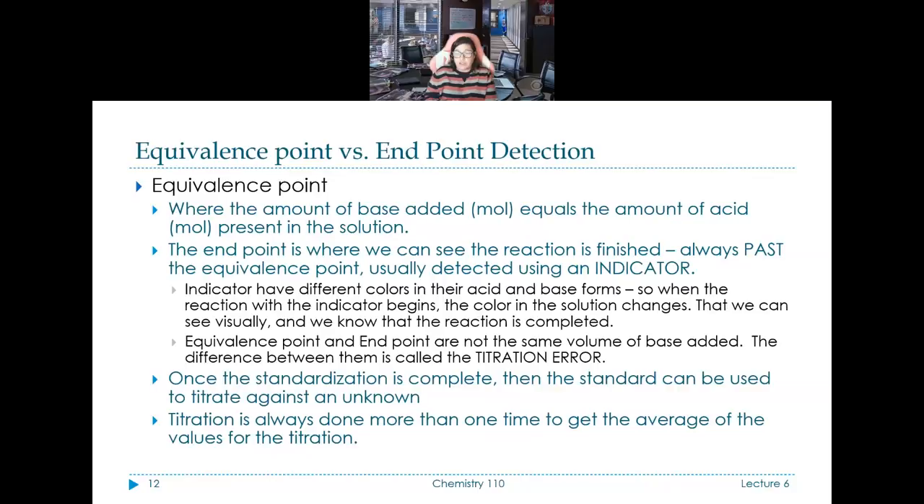Titration is always done more than one time to get the average of the values for the titration. Why? Because we tend to miss the endpoint the first time. It's just a fact of life. We tend to miss that first endpoint, and so we have to do this multiple times to make sure that we get a good value for that. It's typically done at least 3 times.